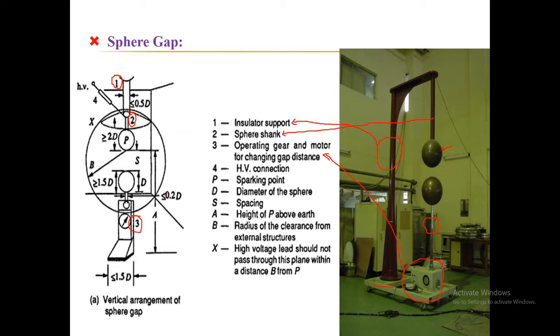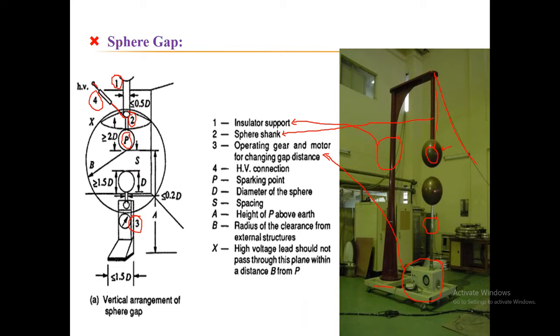Number 4 is the high voltage electrode. Here you can see the high voltage line which is connected to the sphere, so ultimately you need to connect it; one wire is going to it. This is the high voltage electrode. P, as you can see, is known as the sparking point. Why is it known as a sparking point? In this case, this is the sparking point or sparking electrode, as it is connected to the high voltage line.